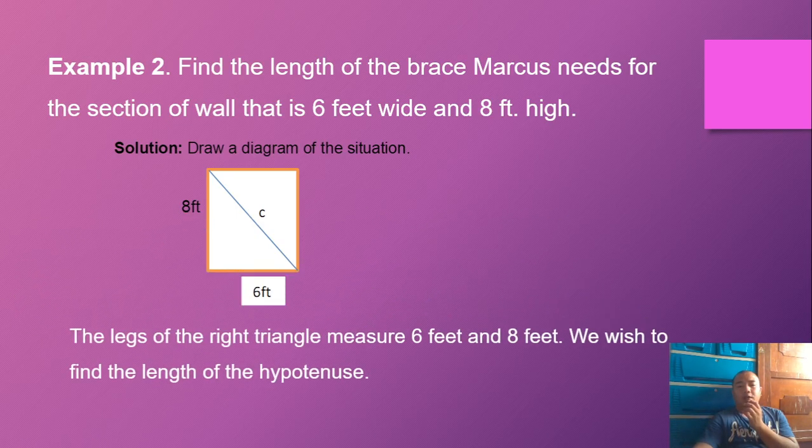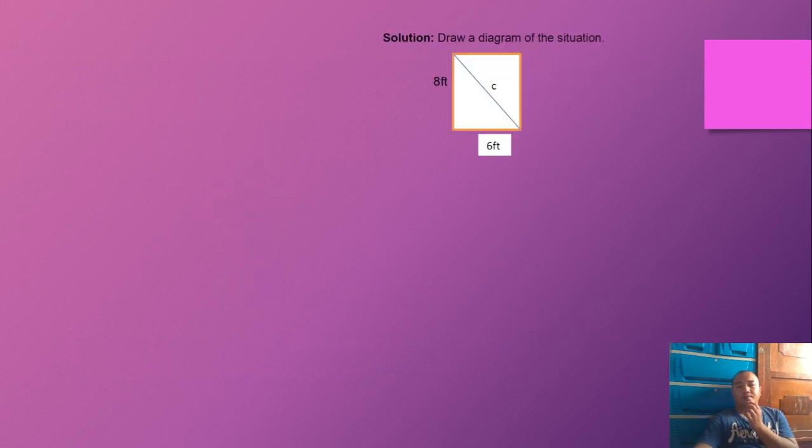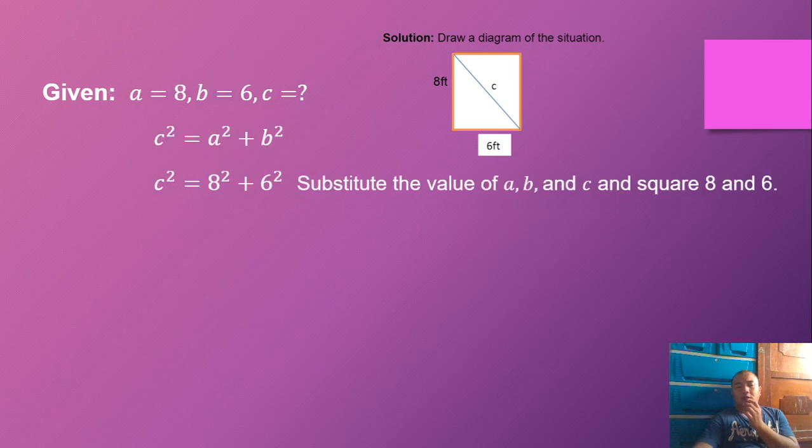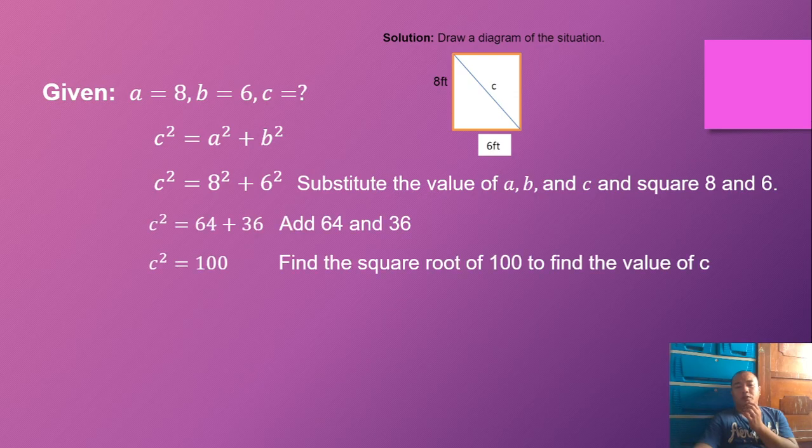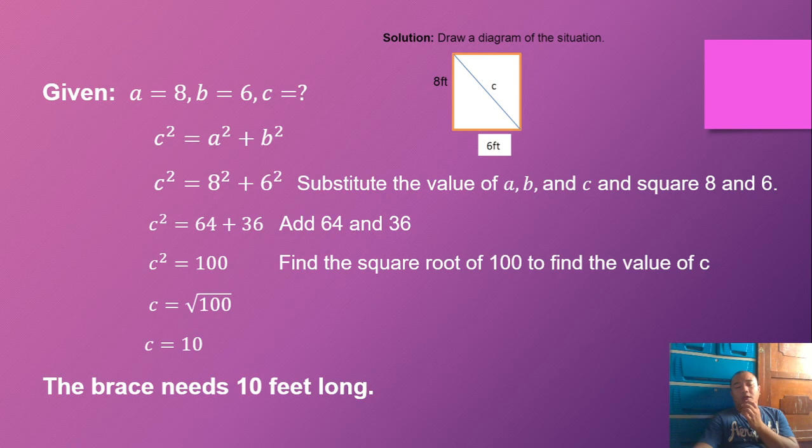The legs of the right triangle measure 6 and 8. We shall find the length of the hypotenuse. So 8 squared plus 6 squared. This is 64 plus 36, which is equivalent to 100. Square root of 100 is 10. Therefore, the length of the brace is 10 units. The brace needs to be 10 feet long.